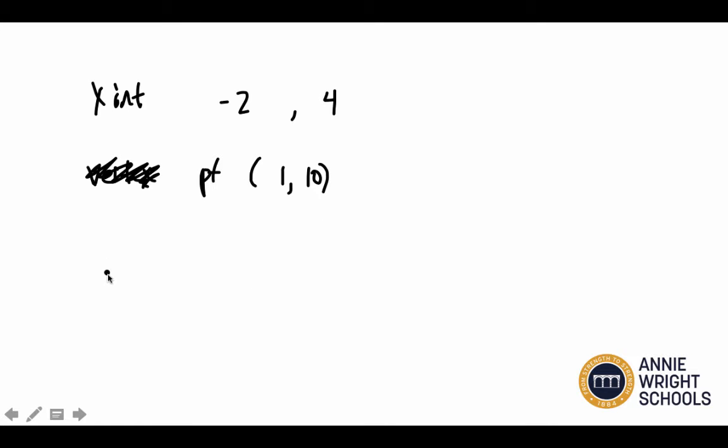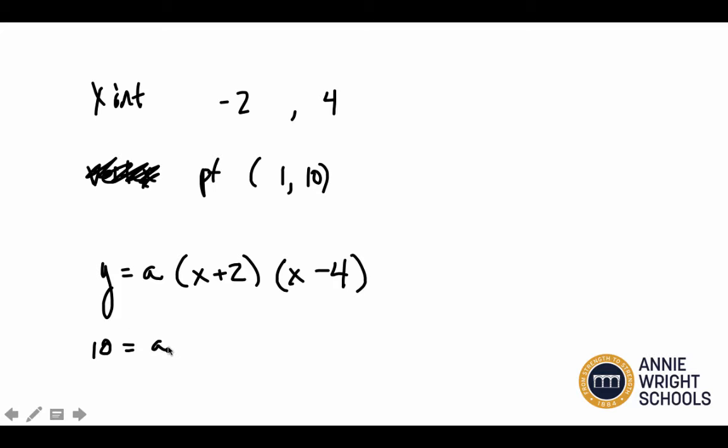All right, so we know the x-intercepts. So we know we can write this graph y equals a times x plus 2 times x minus 4. Notice what happens there. The x-intercept is -2, so the factor is x plus 2. The x-intercept is +4, so the factor is x minus 4. If you plug in a 4, this becomes a 0. If you plug in a -2, this becomes a 0. Now the next thing I do is I plug in this value of x and this value of y, and I get 10 equals a times 3 times -3. Good?